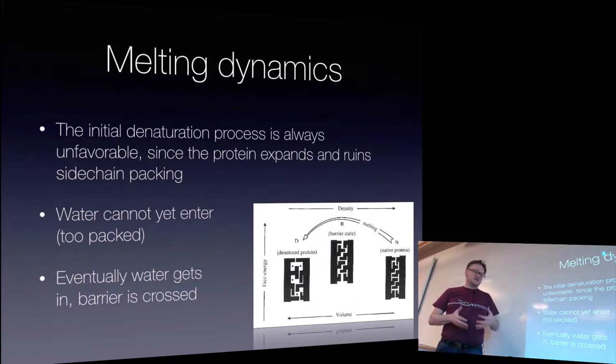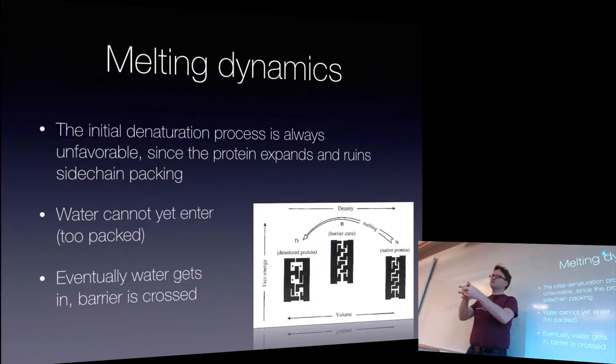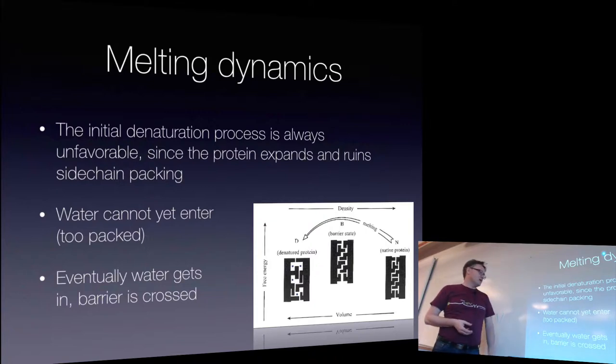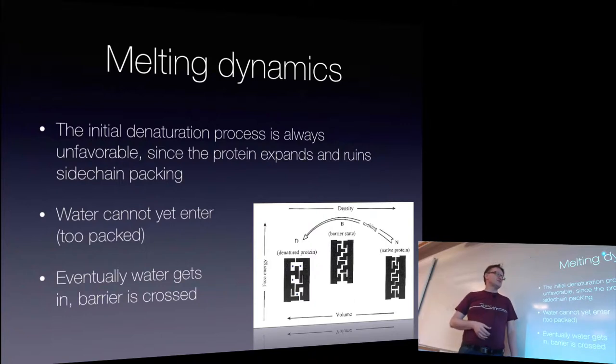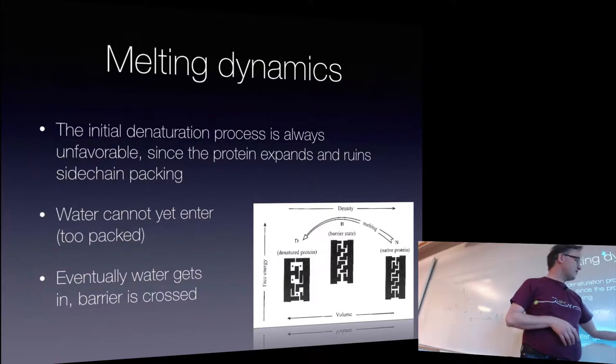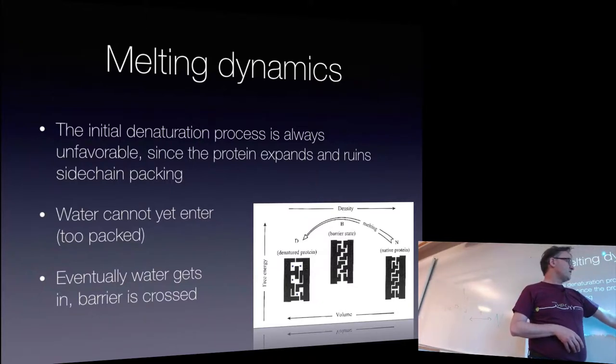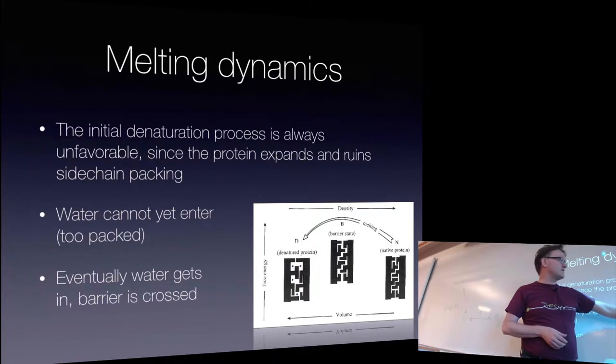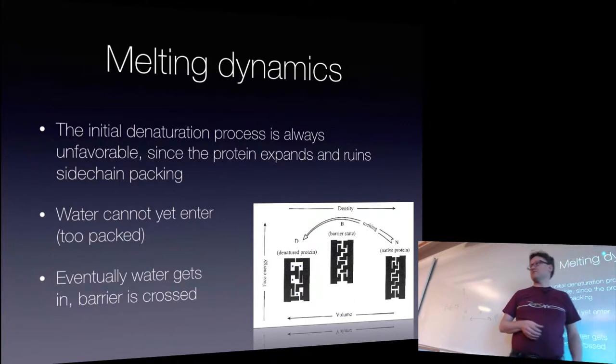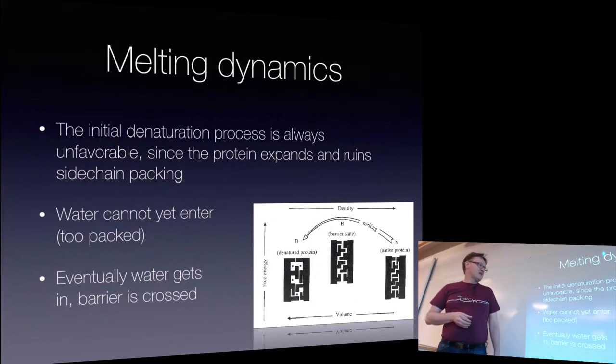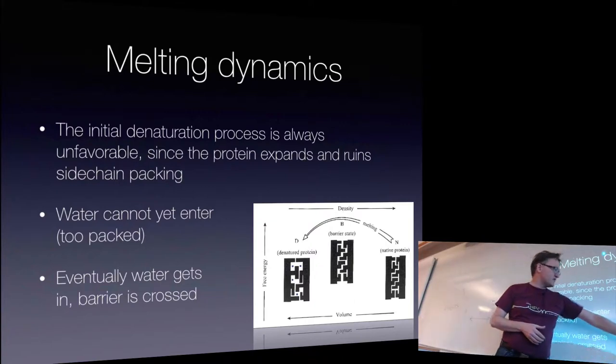Water can't enter, and that's the reason. When you're initially pulling this apart, I'm almost creating a vacuum on the inside, right? You're taking this beautiful protein and just destroying interactions. I'm not gaining anything. But what eventually happens is that the side chains will literally be torn apart and will find new hydrogen bonding partners. Water is going to fill the volume inside the protein. Then you literally cross the barrier and find another state, which in general is going to be slightly higher in free energy than your native one, but it's better than the barrier. And again, I'm going to argue that this is very much the molten globule.